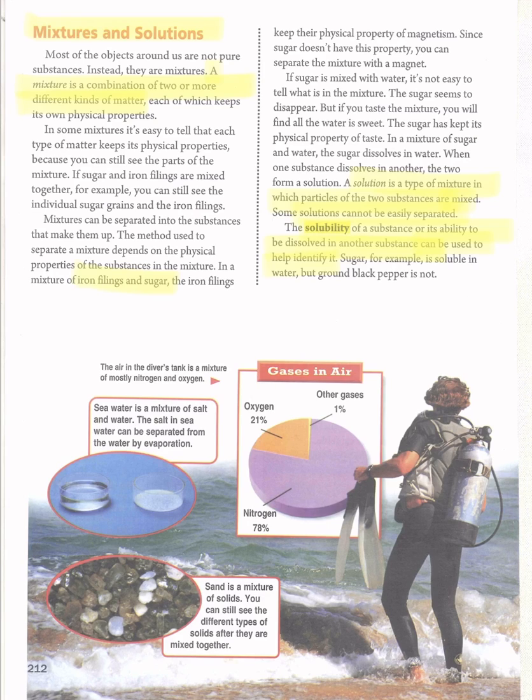And here we have another example. Sea water is a mixture of what? Of salt and water. It's a mixture, and we can separate the salt from the water easily by what? By evaporation. That's why we cannot call it a solution. And here also we have sand. It's a mixture of solids, and you can easily separate them from each other.